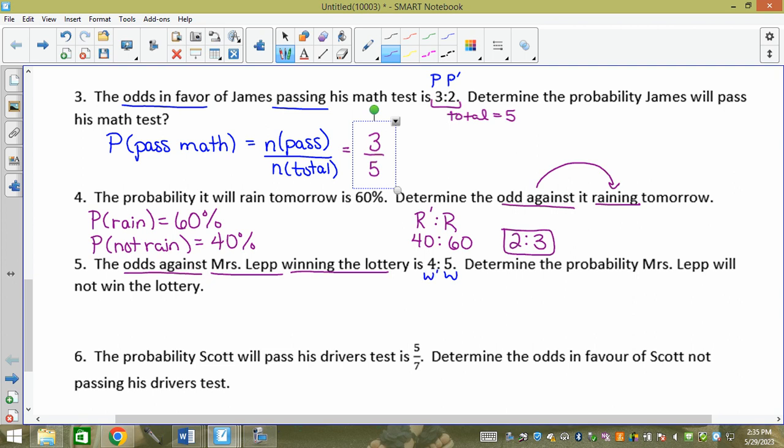What do I do always? Underline it and say total equals 9. Now you determine the probability that Mrs. Lepp will not win. So probability of not winning. So then I put the number of not winning over the number total, right? So how many are not winning? 4 or 5? 4 out of 9.